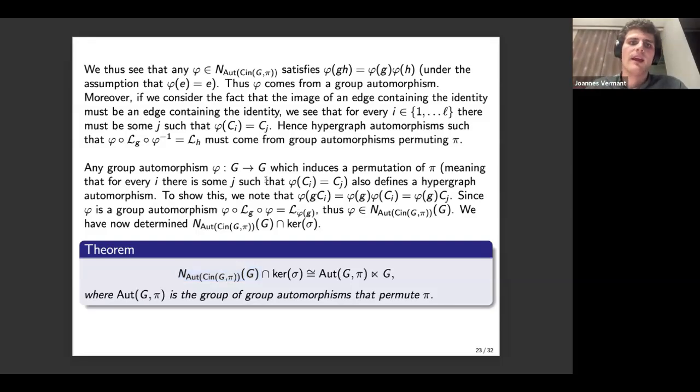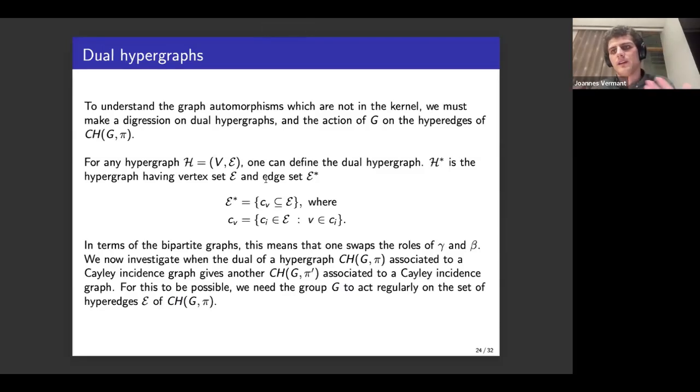Okay. And now we want to move on to the automorphisms which swap the two sides. And here we need to say a bit more about the structure of these graphs before we can really state a theorem. So we need to talk a bit about first the dual hypergraph, and then we also need to talk about when the action of G is regular on beta.